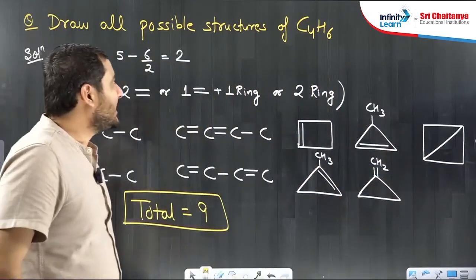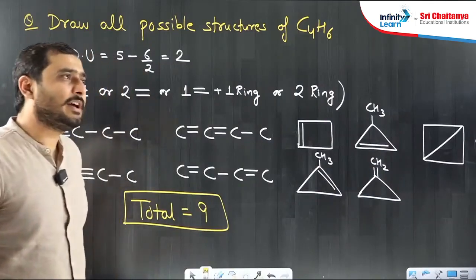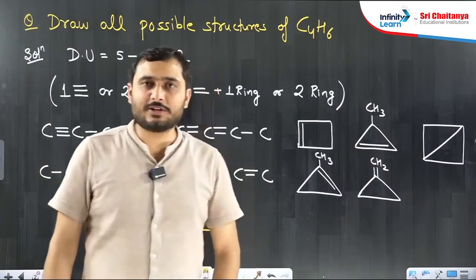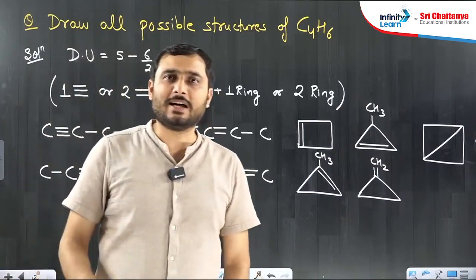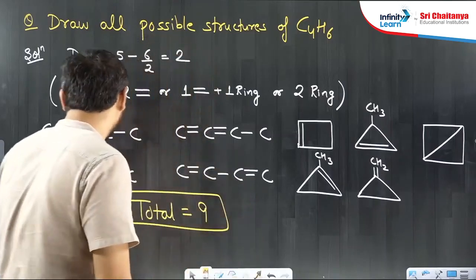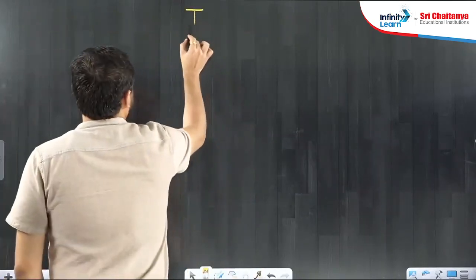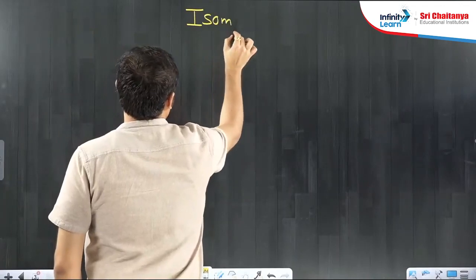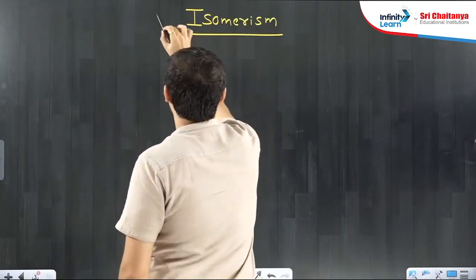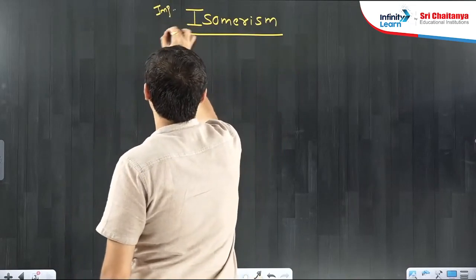So these 2 questions I gave in the last class. This is an application of degree of unsaturation. And this degree of unsaturation is very useful now, when we start the isomerism topic today. So let us start with isomerism. The next topic is isomerism. This is an important topic for organic chemistry.